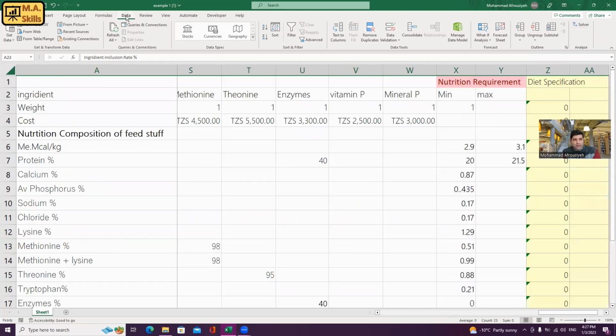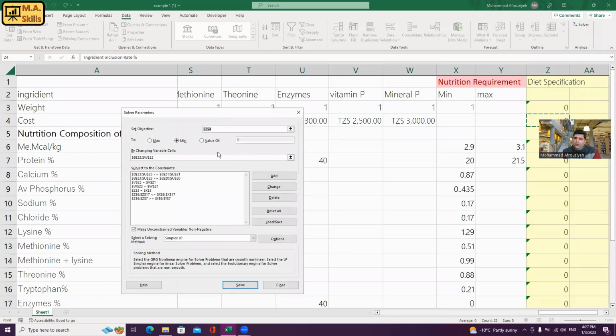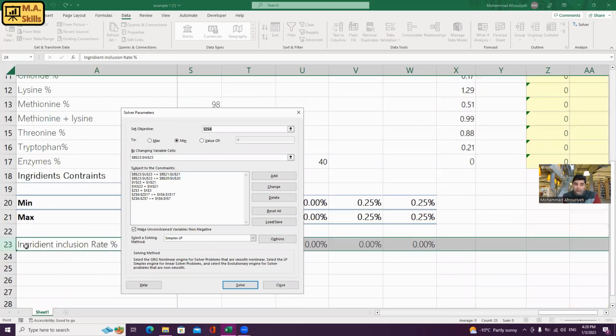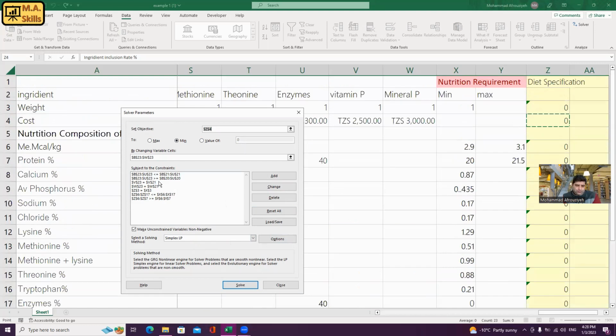message. So if I click on Data, and here if I click on Solver, first I'm just looking at the solver parameters. I can see he has set Z4, which is this cell, which is dietary cost, as a target cell to minimize the dietary cost, which is correct. By changing variables B23 to W23, which is the feed formula. And also he put some constraints out here.